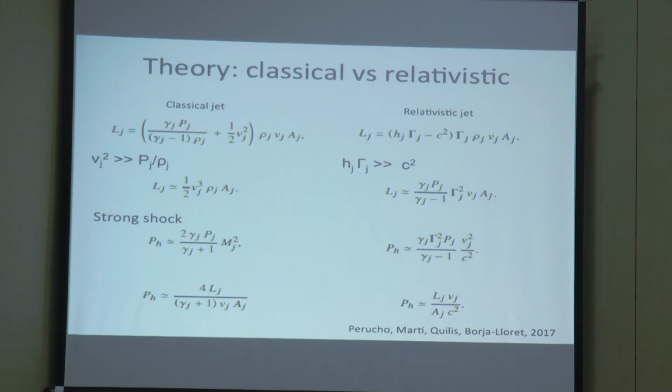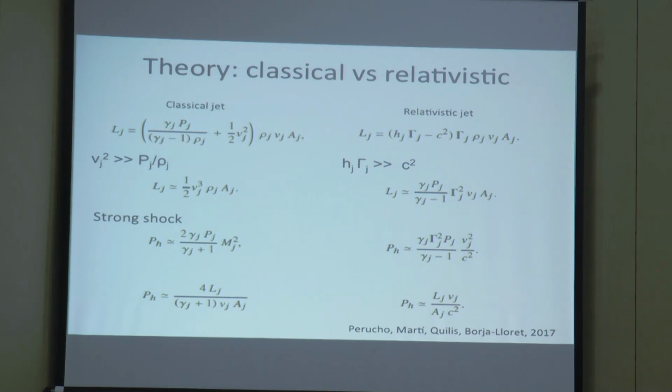The rest of the parameters are the same. Here's the pressure, density. And if you consider that the jet's velocity is much larger than P over rho in this relation, then you end up with this expression for the jet power. If you consider that the jet is relativistic kinematically and thermodynamically, this means that h gamma is much larger than c squared, then you get this relation here.